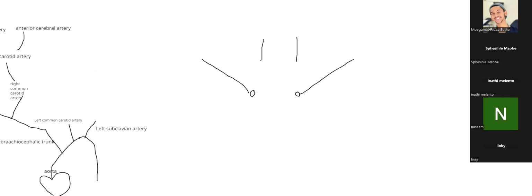Okay, so over here, that's your anterior cerebral artery, that's your middle cerebral artery, and then you have your posterior cerebral artery over there. Okay, so that's your posterior cerebral artery. And then between them, you get your communicating arteries.